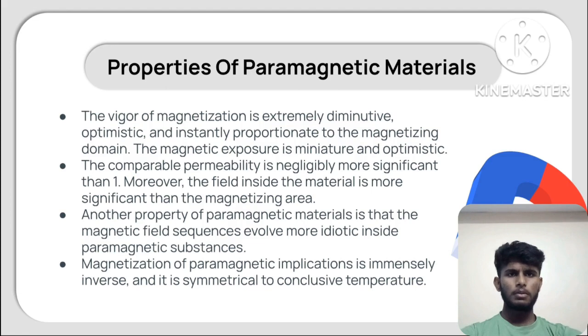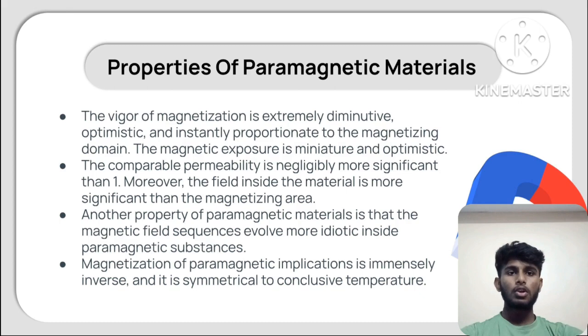Properties of paramagnetic material. The intensity of magnetization is extremely small, positive, and directly proportional to the magnetizing field. The magnetic susceptibility is small and positive. The relative permeability is slightly more than 1. Moreover, the field inside the material is greater than the magnetizing field.